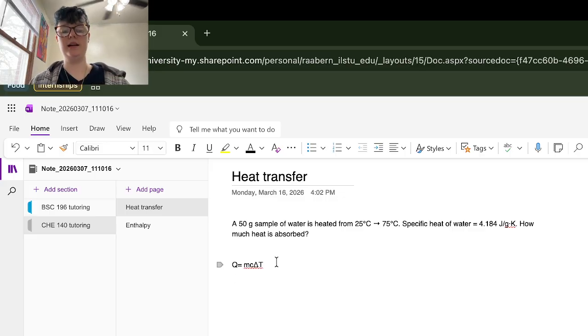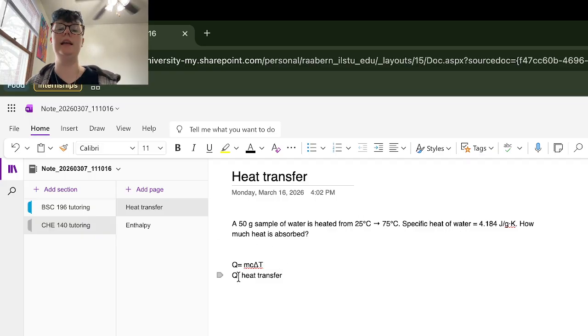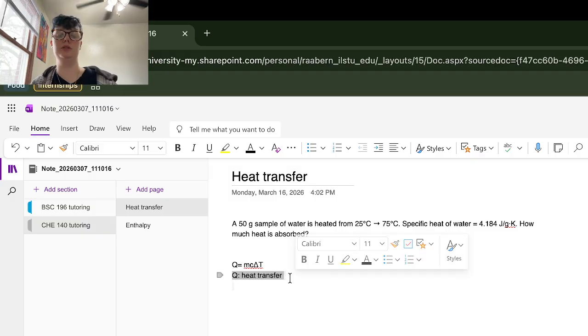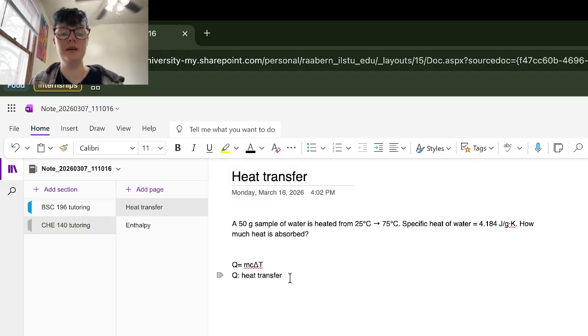So I'm going to go through and explain what each thing is. Q itself just means heat transfer. How we know that it is this formula is, one, it gives a specific heat, and two, it's asking about how much heat is absorbed, meaning that heat has to be transferred, hence it is Q equals, it is a heat transfer.